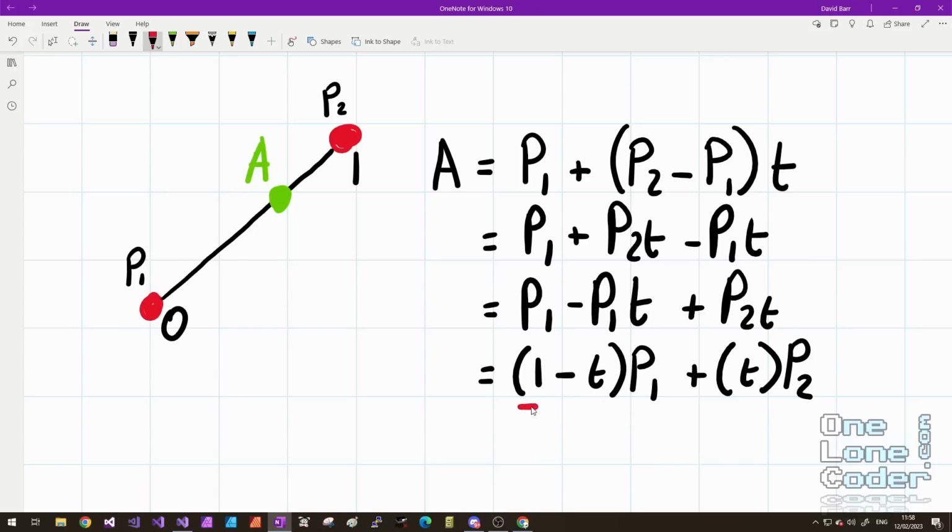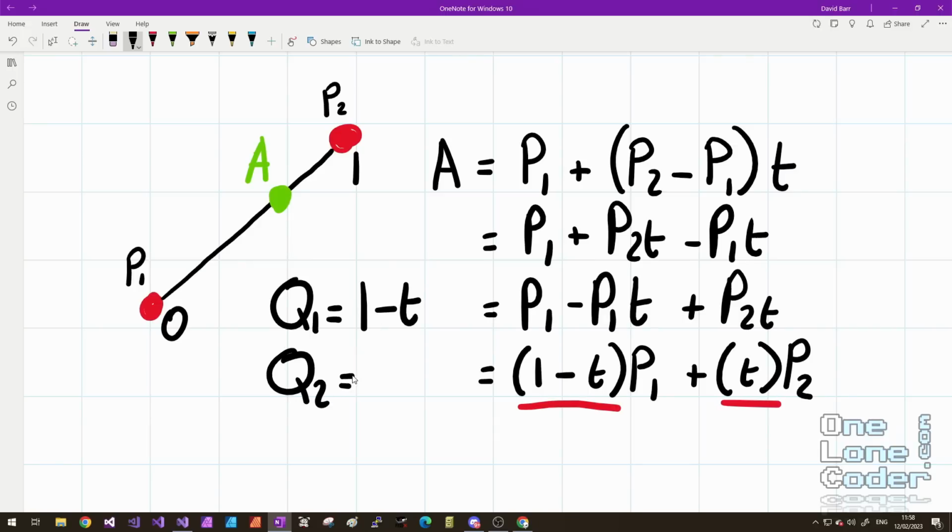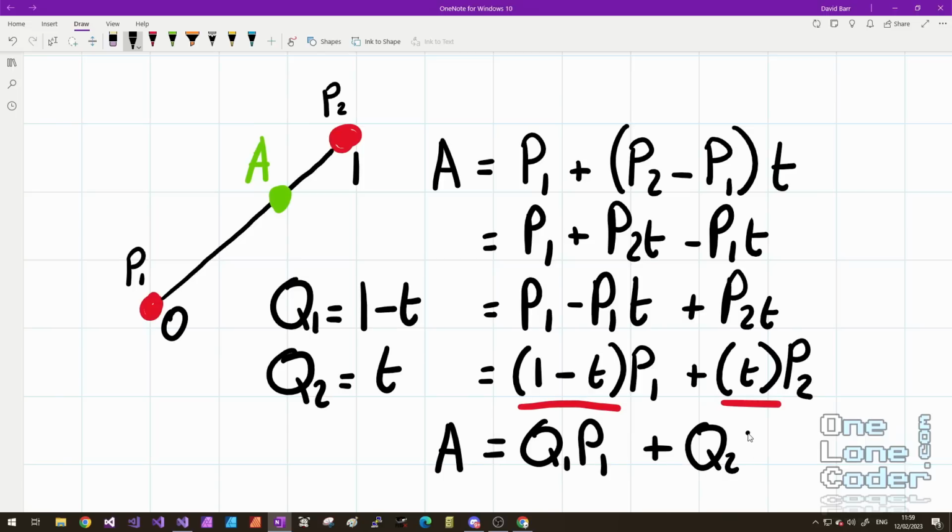What we have developed here are sometimes referred to as basis functions. So let's label our basis function Q1 and make it equal to 1 minus t, and we'll have Q2 simply equal to t. They're very simple linear functions. Therefore, we can finally write that A is equal to Q1 P1 plus Q2 P2, which is a little bit of a digression, but we'll see why this is interesting later on.